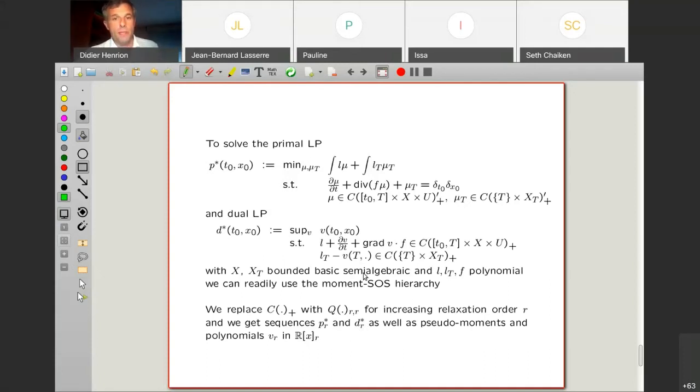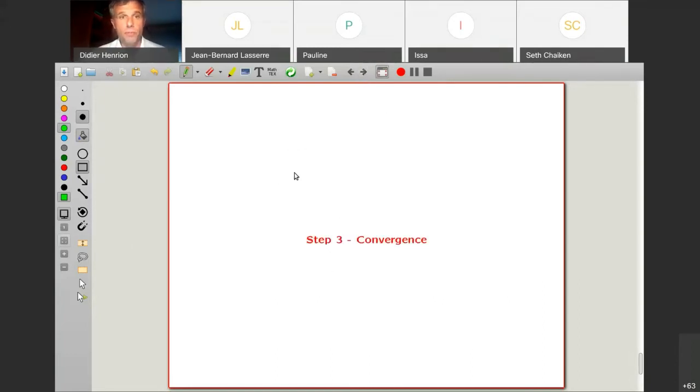And we get on the primal approximations of moments of the occupation measures, what we call pseudo moments. And in the dual, we get a sequence of polynomials, these quadratic modules, V sub R of increasing degree R. The last step, as you may have anticipated, is about proving convergence properties of these relaxations. But before, some time for questions.